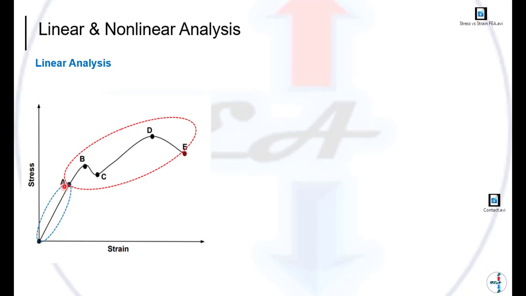If we are doing analysis within this zone, it is called linear analysis. And the next zone is plastic deformation zone. In this zone the geometry will undergo permanent deformation. So if we remove the applied load, it will never regain its original position. So this is called permanent deformation or plastic deformation. If we are doing analysis within this region, then it is called non-linear analysis. So this is a clear view or a simple example to differentiate linear and non-linear analysis.